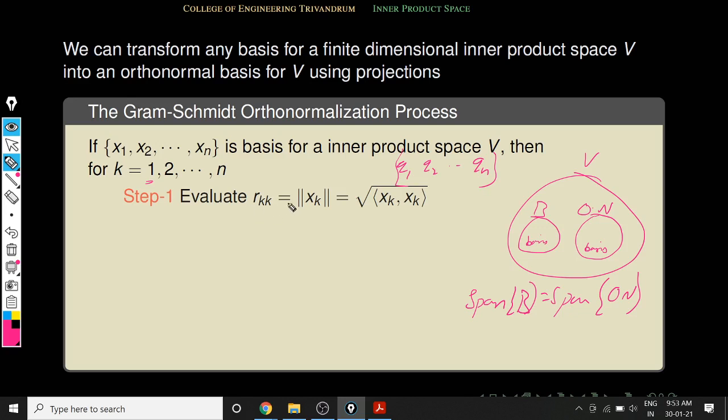So first we evaluate R11. R11 is defined as the norm of x1. The norm of the first vector is defined as R11, and we know that the norm of a vector is the positive square root of the inner product of xk with xk. Then next we compute qk. In the case of k equal to 1, this is q1. Q1 is x1 divided by R11. R11 is a real value, because it's the positive square root of an inner product, a norm, so it's a non-negative real number. So 1 by Rkk times xk is our qk. We set qk like this.